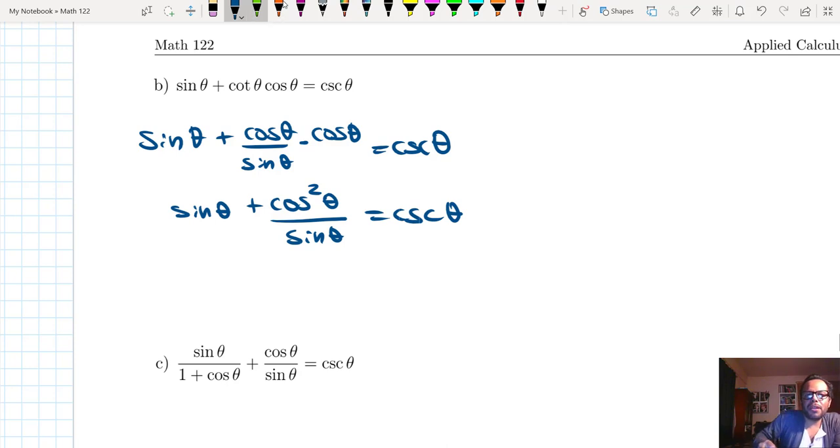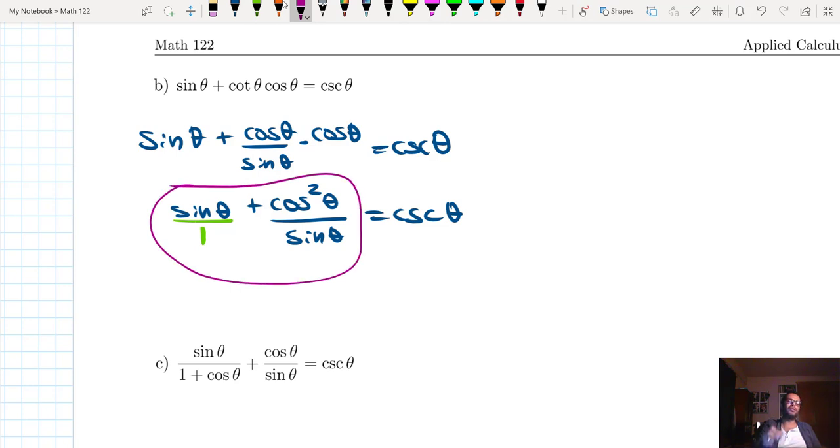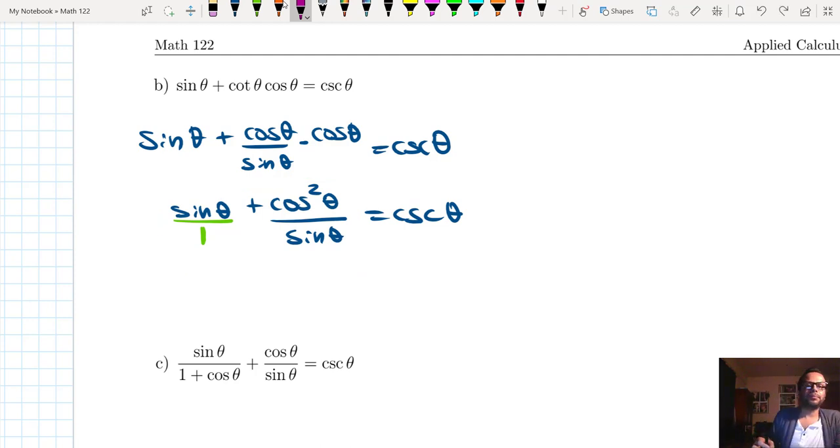All right, you might want to think of this sine theta over here as sine theta over 1, right? Now, what is our goal? We want to combine these two fractions together. Well, these are not rational expressions because it's not polynomial over polynomial, so let's just call them fractions. We need to have the same denominator in order to combine them. So let's multiply by sine theta, divide by sine theta.